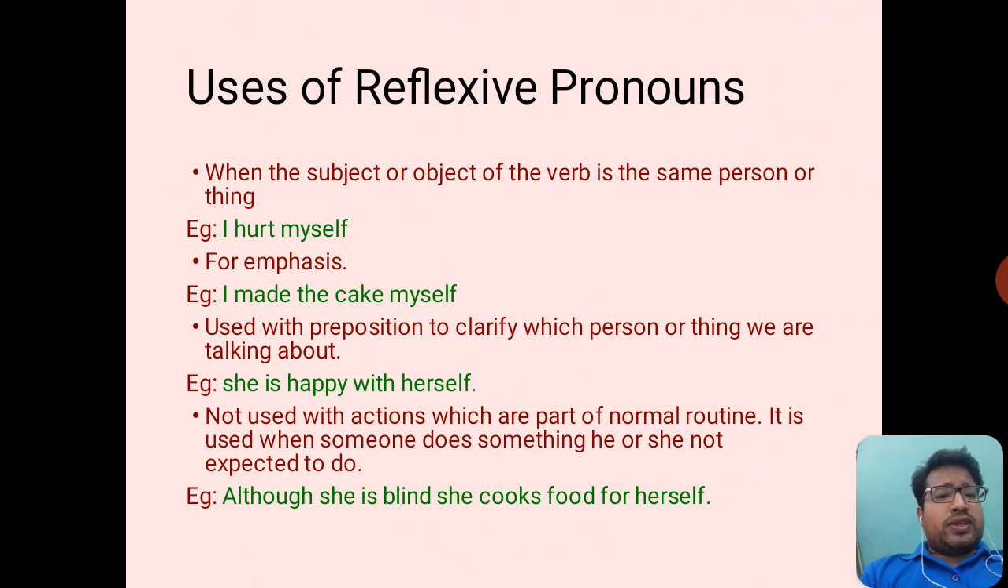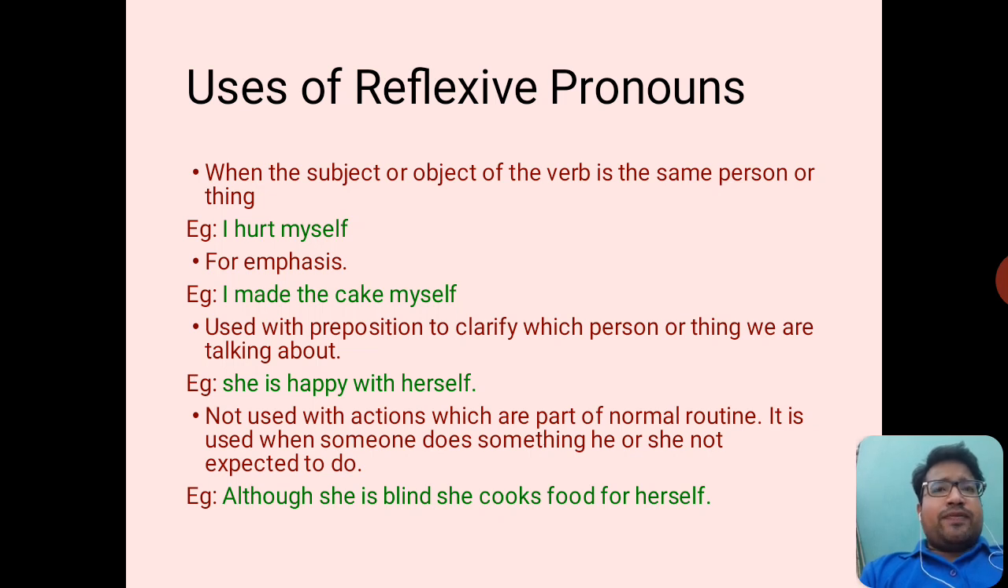So how do we use reflexive pronouns? When the subject and object of the verb are the same person or thing. As I said before, when the receiver and doer of the action are one and the same person. I hurt myself, so nobody else hurt me. I got hurt because of my own actions. Okay, that's an example of a reflexive pronoun.